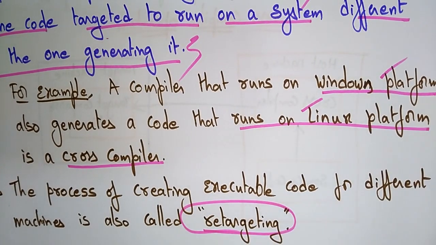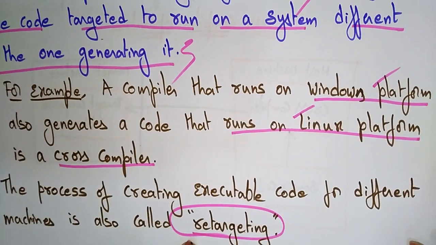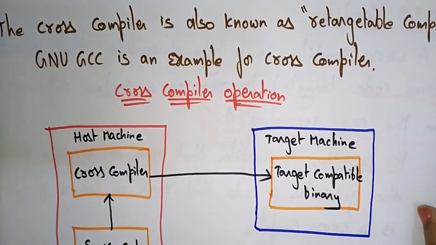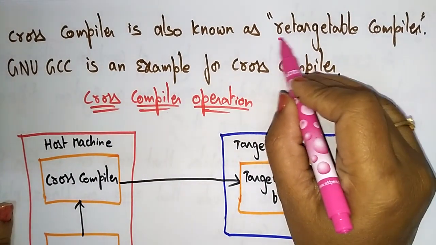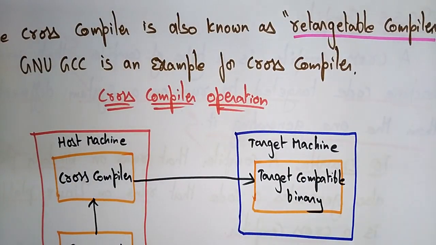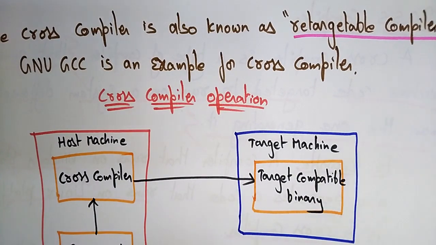The process of creating executable code for different machines, you call it retargeting. So this is one process: creating executable code for different machines. The compiler is going to create an executable code that will run on different platforms, and you call that retargeting. So finally, what you see is that the cross compiler is also known as a retargetable compiler.